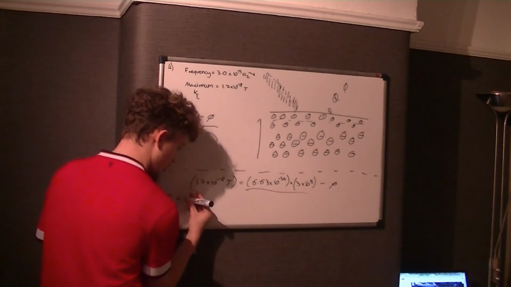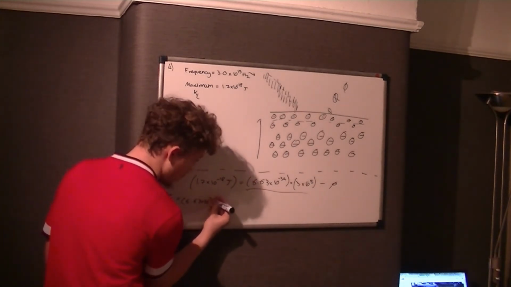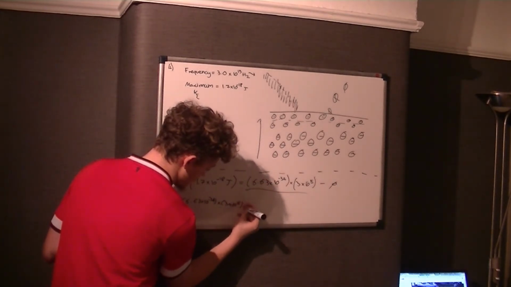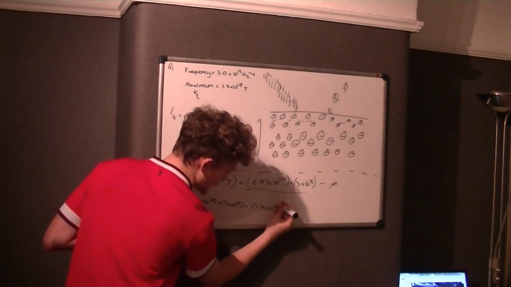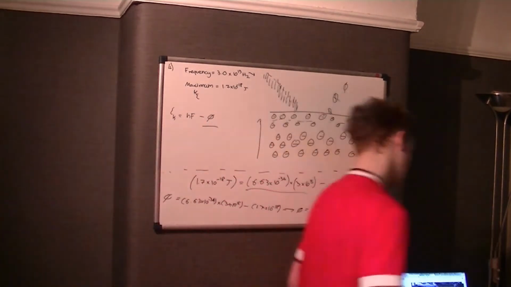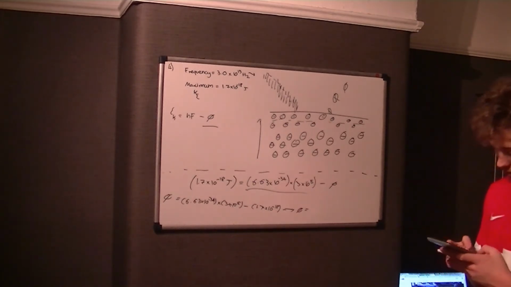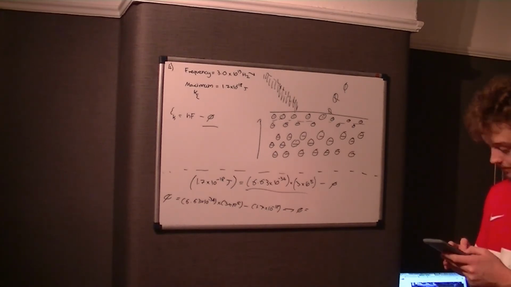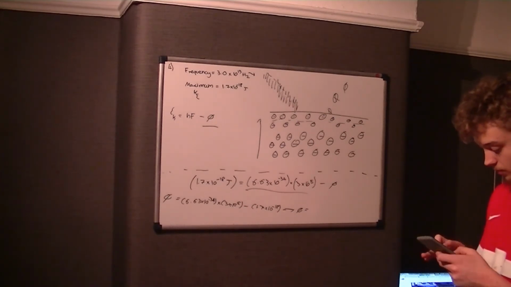So the work function is 6.63 times 10 to the minus 34 times 3 times 10 to the 15. Take the 1.7 times 10 to the minus 18, and that gives you the work function in joules. Okay, so it's just a simple case of working that out now. So the 6.63 times 10 to the minus 34 times 3 times 10 to the 15 is what I first work out.